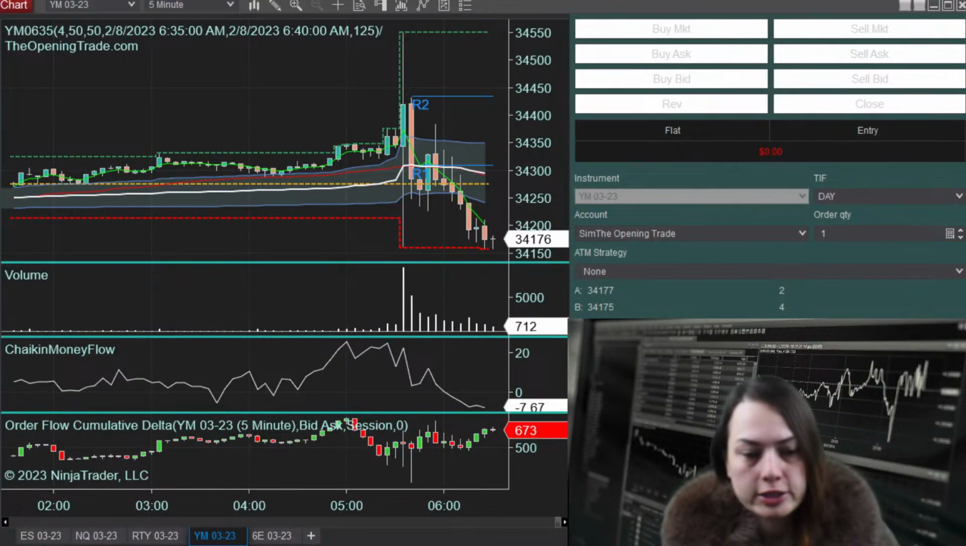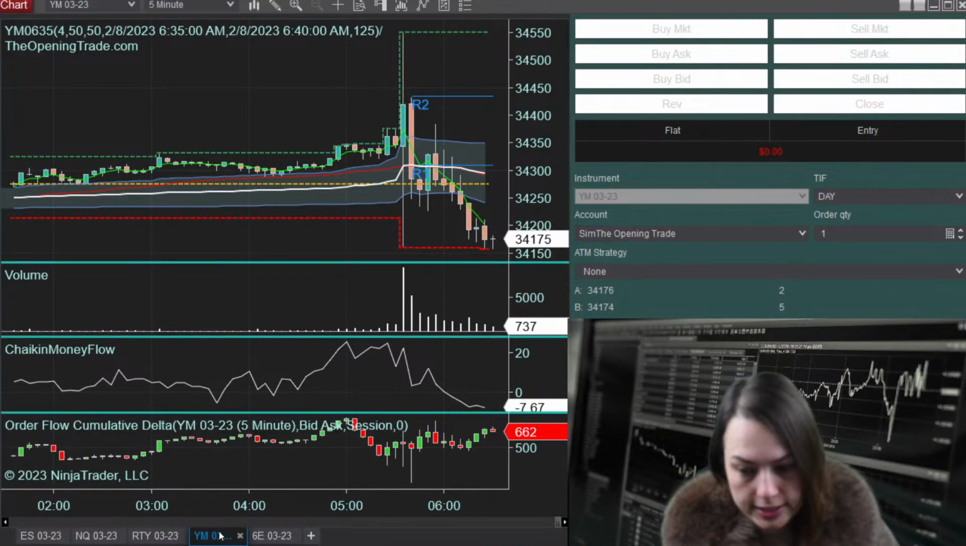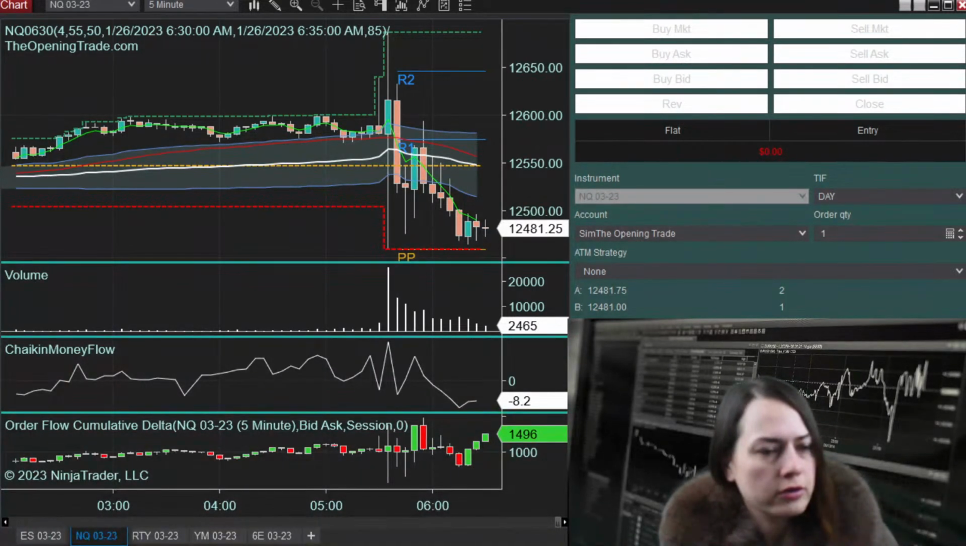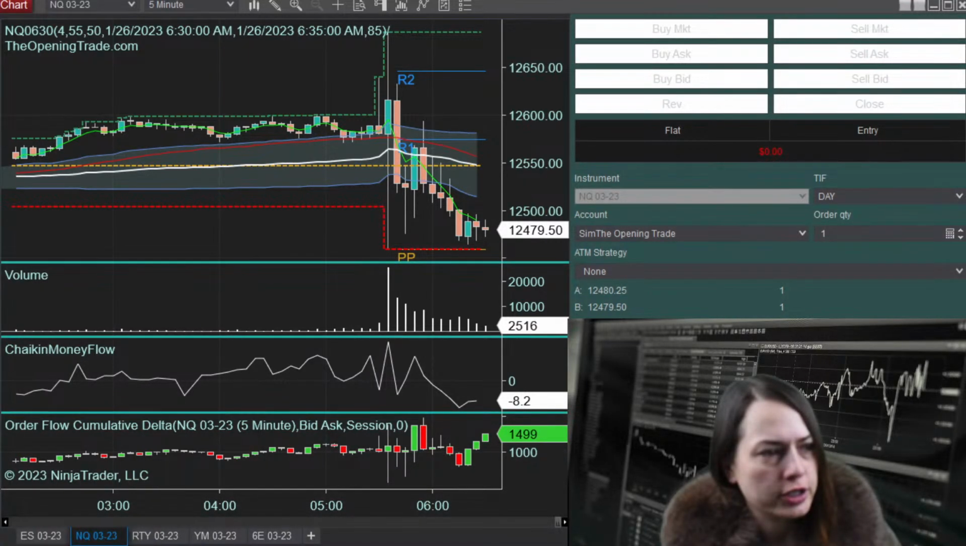The first automated trade we could potentially see today is going to be on the NASDAQ futures. So that is going to be the first chart that we're looking at today. So we have less than 2 minutes before we see potentially that first automated trade fire up. We're going to take a look at the news here.